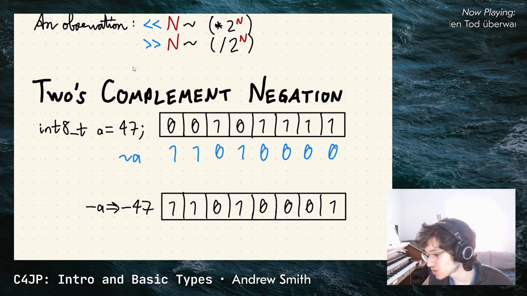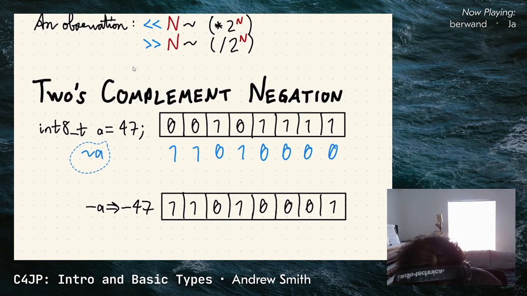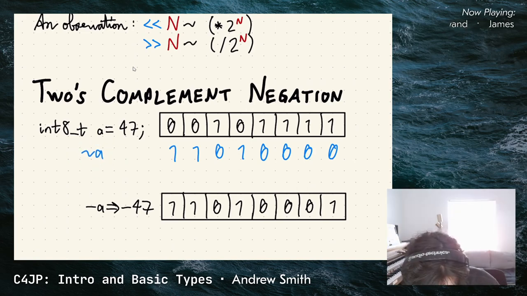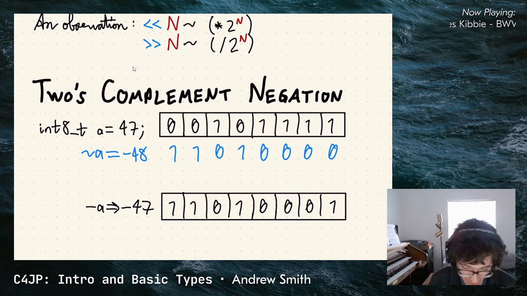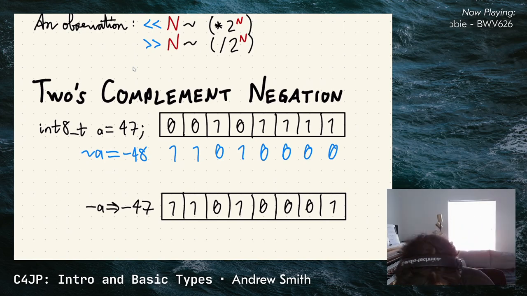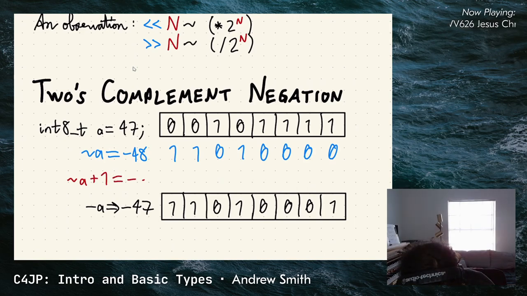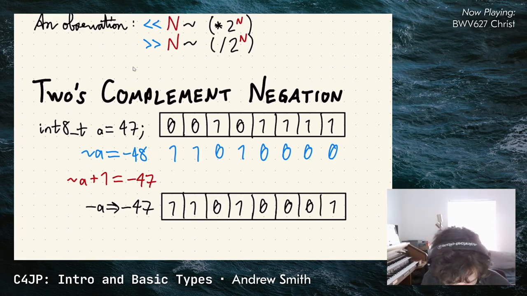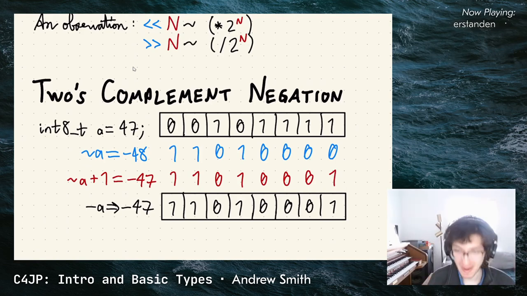We get 1, 1, 0, 1, 0, 0, 0, 0, which is equivalent to negative 48. So this gives us the value of negative 48, which isn't quite what we were looking for. We wanted negative 47. But to get to negative 47 from negative 48, all I've got to do is add 1. So invert a plus 1 is negative 47, and the bit stream that we get is 1, 1, 0, 1, 0, 0, 0, 1, which matches.